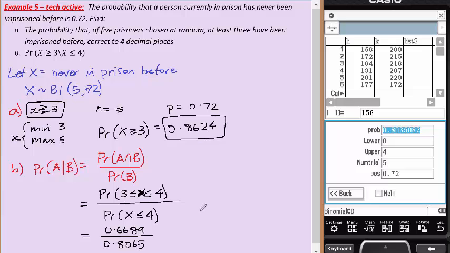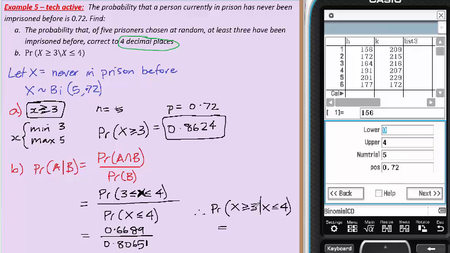So therefore, my probability of x greater than or equal to 3, given that x is less than or equal to 4, will be this divided by this. Now, because I'm doing this to 4 decimal places, what I really should do is make sure my numbers here are to 5 decimal places. So I'm just going to fix that up. My denominator is 0.80651, so let's do that.